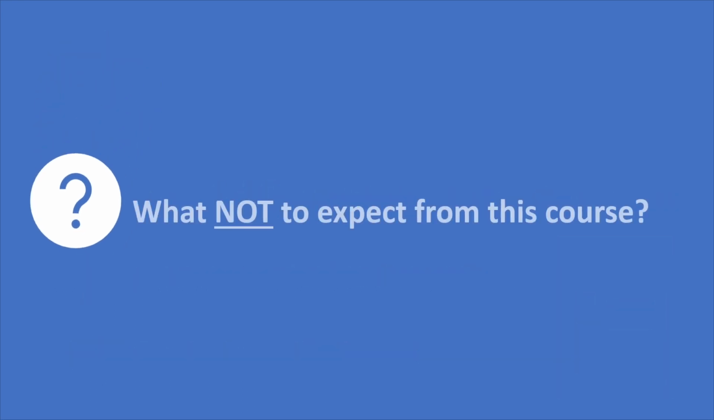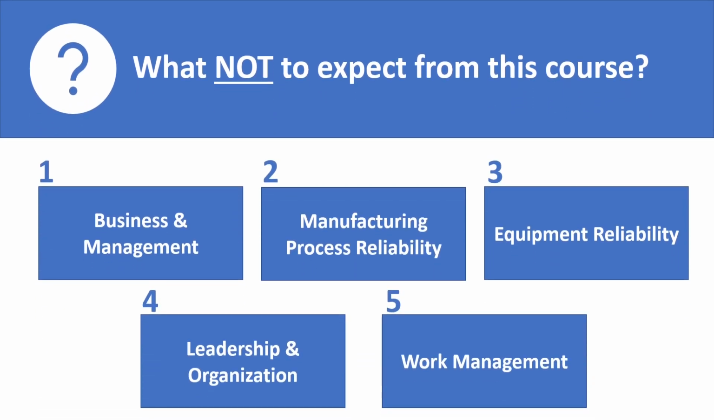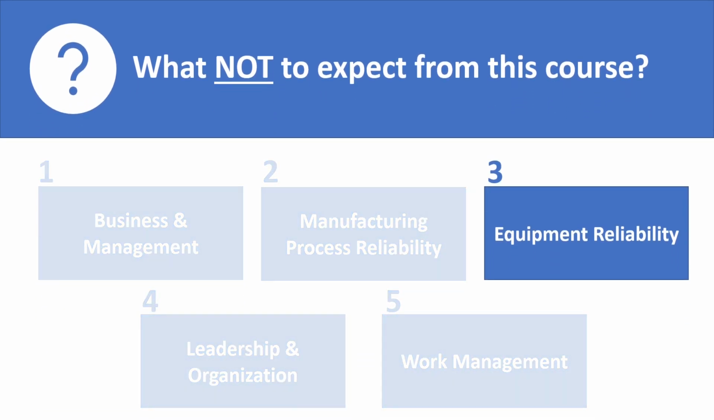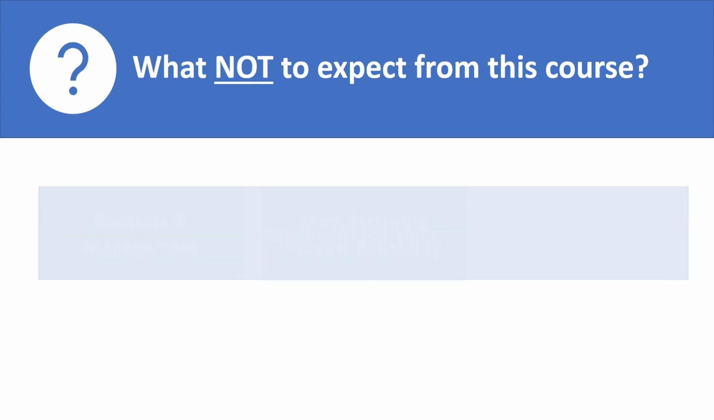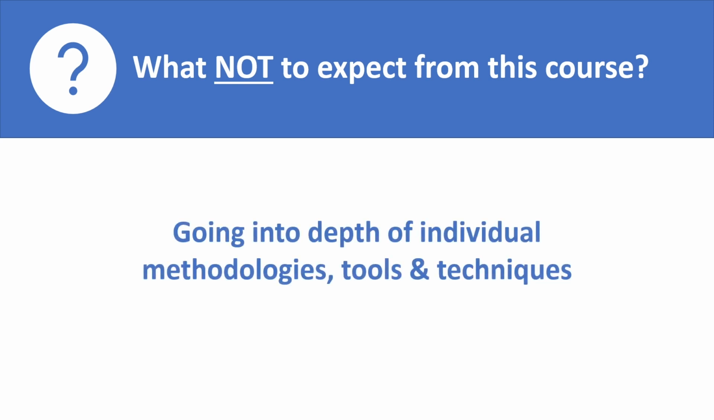One last thing I would like to clarify is what not to expect from this course. This course will not delve into the other 4 pillars of maintenance and reliability. That is because each pillar is a large and dedicated knowledge area which deserves a course of its own. The scope of this course is to explain the basic concepts of the 3rd pillar, that is equipment reliability. Secondly, this course will not go into the depth of individual methodologies, tools, and techniques used in the field of maintenance and reliability.